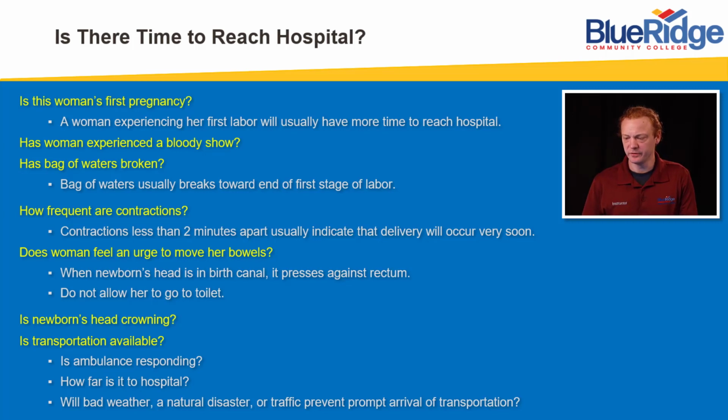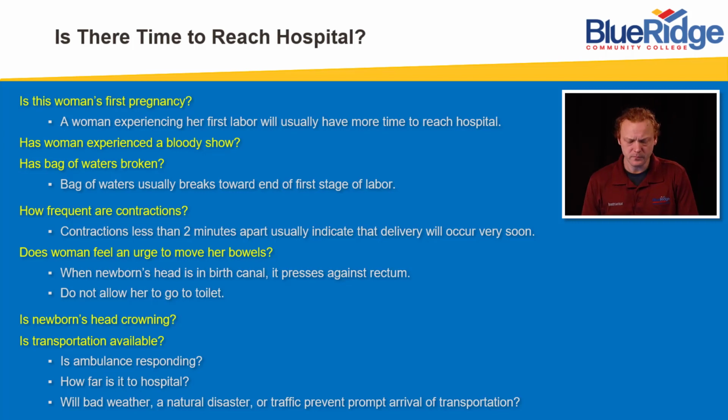One question is, is this a woman's first pregnancy? This will help you determine how much time you have. Generally speaking, a woman experiencing her first labor usually has more time, and the progression of that delivery is a little bit slower. Has the woman experienced a bloody show? If yes, the first stage of labor is about to begin. So depending on the situation, you may want to go ahead and prepare for delivery at that point. Has the bag of waters broken? The bag of waters usually breaks towards the end of the first stage of labor and may give you some idea of the progress of the birth.